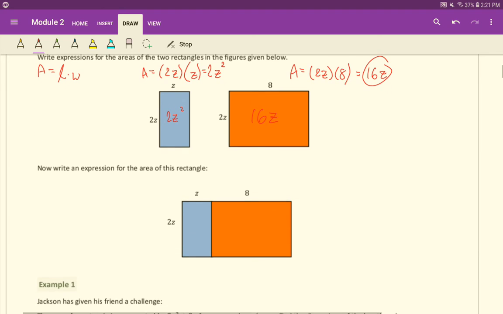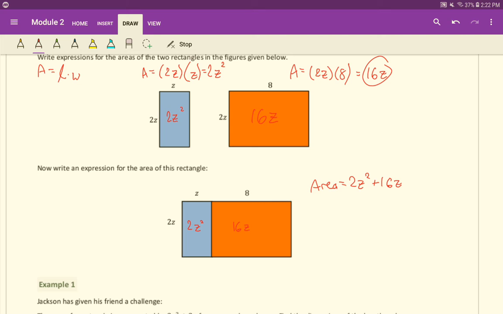Okay. The next question asks us to write an expression for the area of this rectangle. Now you'll notice here they kept the colors. There's the gray rectangle that we had. There's the orange one. So a couple different ways we could do this. One way is we could remember, oh, it's 2z squared was this one, and it's 16z, so what would the total area be? Well, we can just add them together. Like that, just add the two rectangles together.